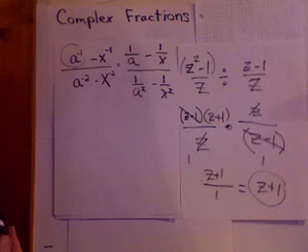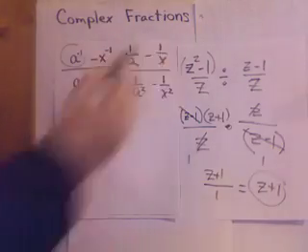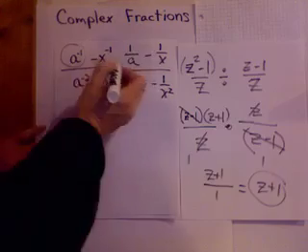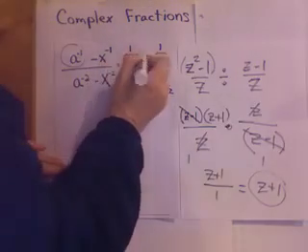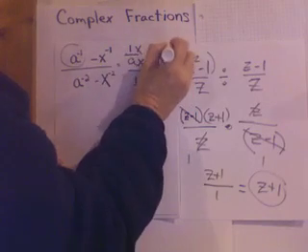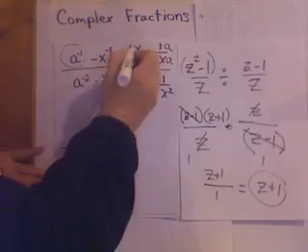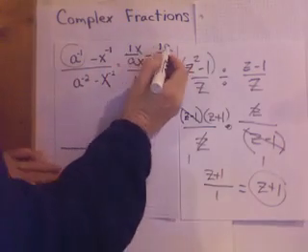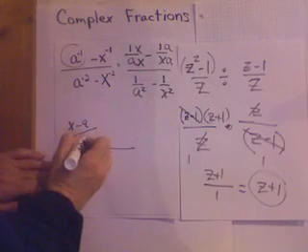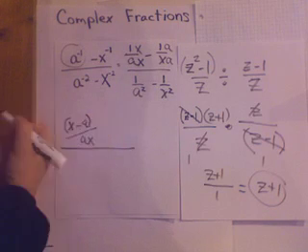I need a common denominator for the top. If I want to add 1 over a and 1 over x, I need them to have the same denominator. I can do that by multiplying. I can multiply this one by x over x and this one by a. So now on the top, let's put our big fraction bar here. On the top I have 1x minus 1a, or x minus a all over ax. And remember, if there's minus or plus signs, I like parentheses.